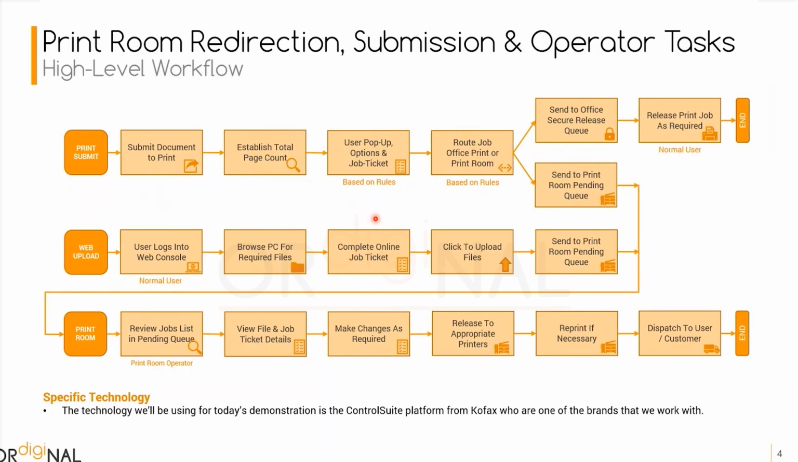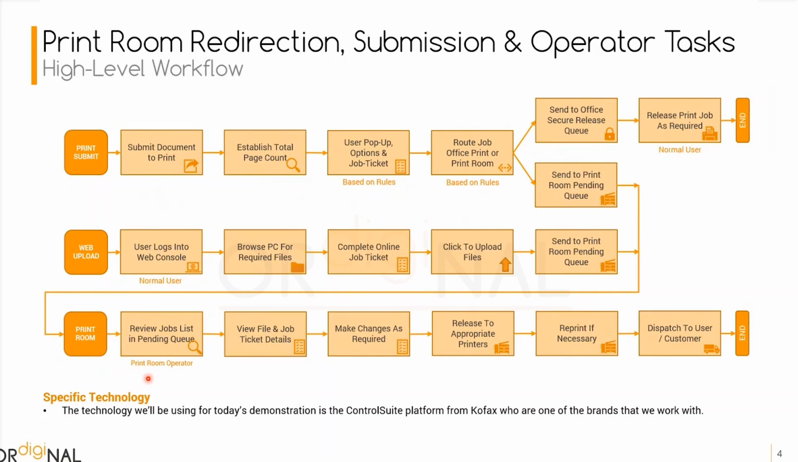They will complete an online job ticket, and then they will click upload to again send those files through to the print room pending queue. So we now have two different ways of getting to the print room pending queue, either by automatic print job redirection or by using the web upload function.